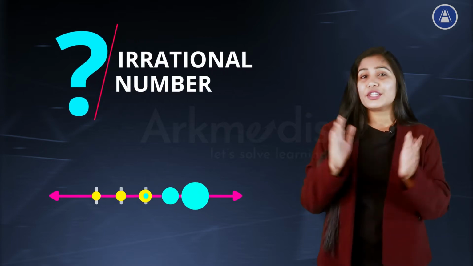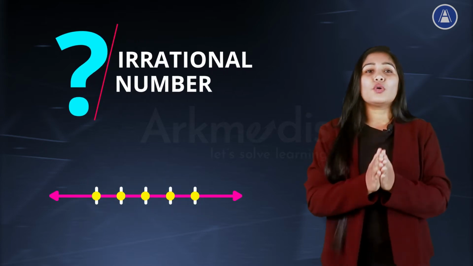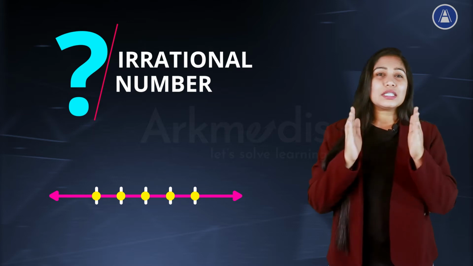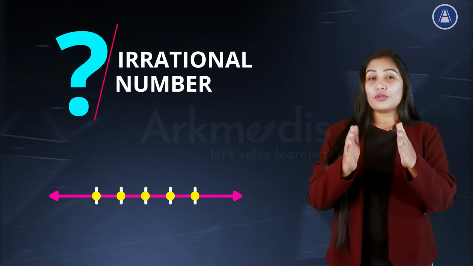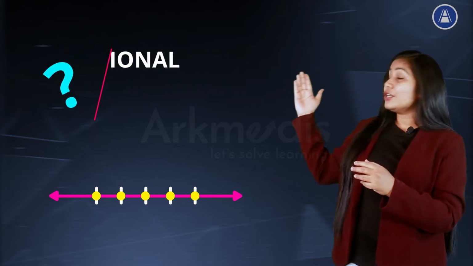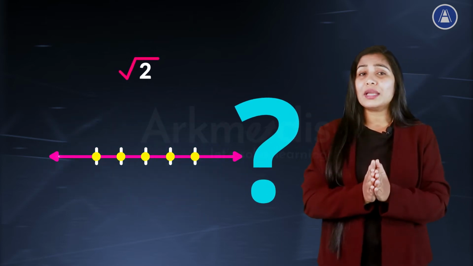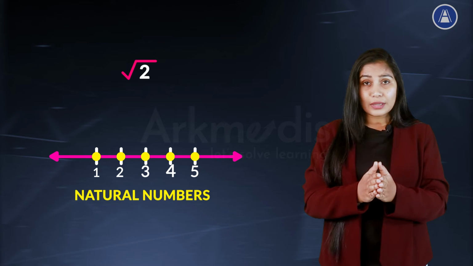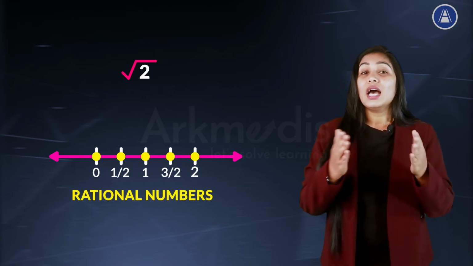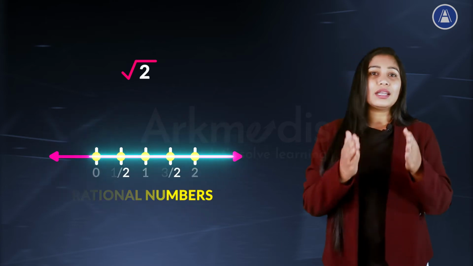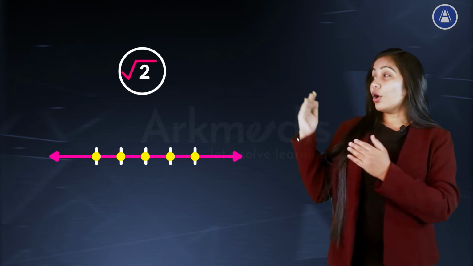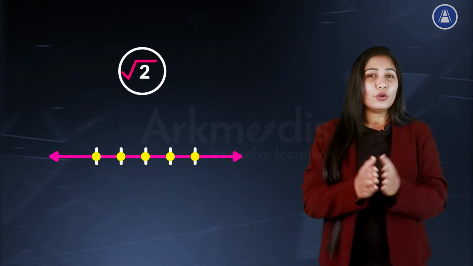Now, let us see how we can locate some of the irrational numbers on the number line. So, watch carefully. This is one of the important concepts of this chapter. Locate root 2 on the number line. How do we locate root 2 on the number line? We have seen natural numbers, whole numbers, rational numbers located on the number line. Then how can root 2 be on the number line and how do we locate it?